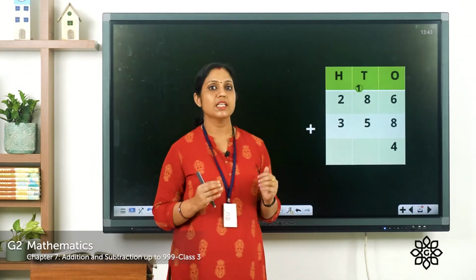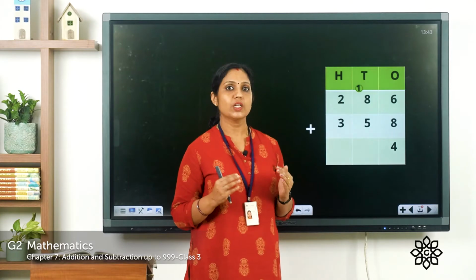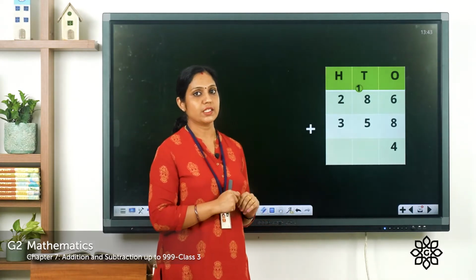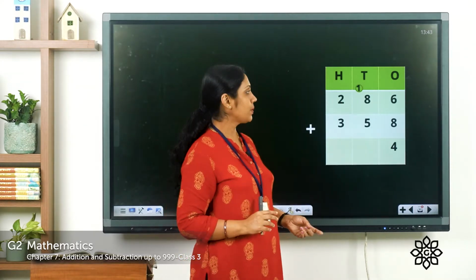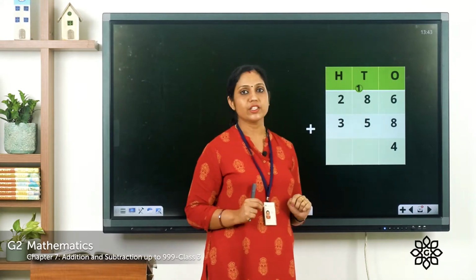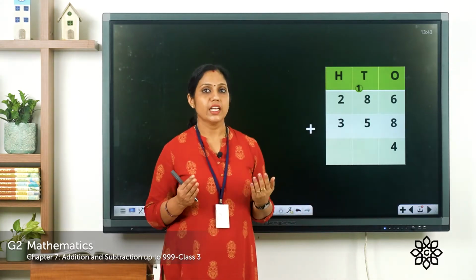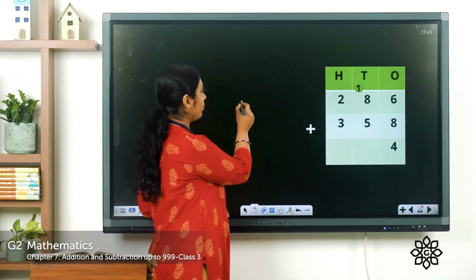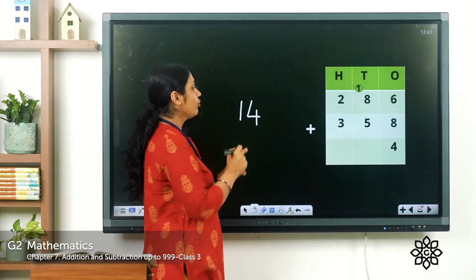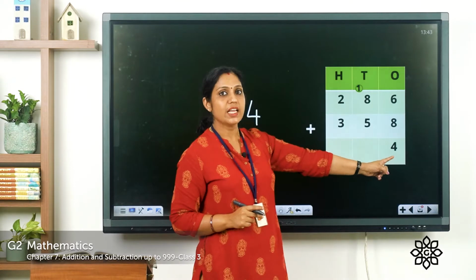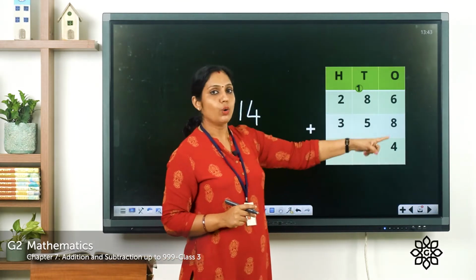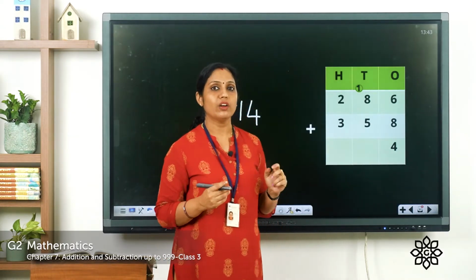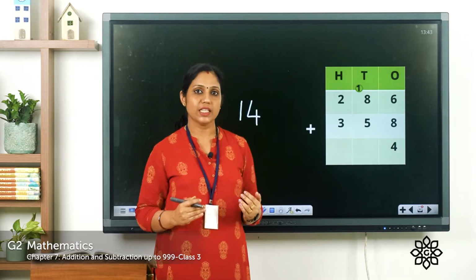Now let's look at these numbers. 286 plus 358. Let's get started from the ones place. What are the numbers in the ones place? It is 6 plus 8. And what is 6 plus 8? It is 14. Now when we get the number 14, we write 4 here in the ones place, and the 1 we'll carry over to the tens place, and that 1 we have to add with the numbers in the tens place.